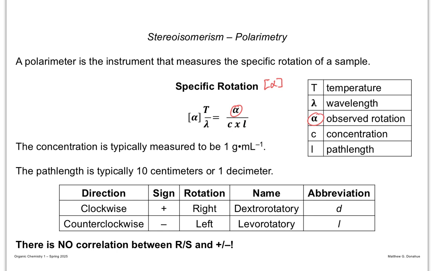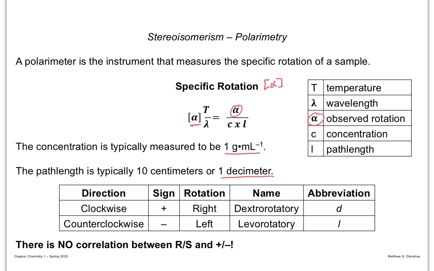Typically, what happens in a lab, to make the math easier, you make your sample up at 1 gram per milliliter. And then the path length of the cell is typically 10 centimeters, which is equal to 1 decimeter. So that makes the math a little bit easier. And basically, you put your sample in, you see this observed rotation, then you divide it by that concentration times the path length, and that normalizes it to the specific rotation. So that's square bracket alpha.